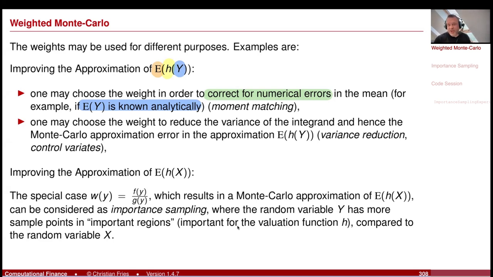Yeah, you can also try to match other aspects of your sampling. Another thing that you could improve is to reduce the variance of H of Y, variance reduction, because the variance will influence the Monte Carlo error. Still, you are interested in calculating the expectation of H applied to Y. So an example here would be control variates. We have a session on control variates later, where you see how you could use such a weight, such a modification in the Monte Carlo sum to reduce the variance of the Monte Carlo approximation and hence reduce the Monte Carlo error.